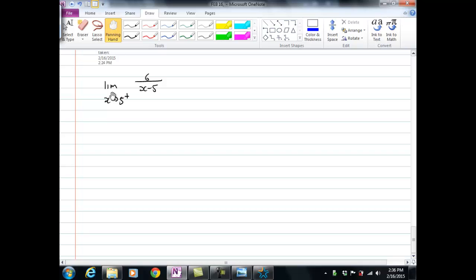Okay, choose an x from the right side. So let's say x equals 5.001 maybe, because this means from the right. So this is going to be x minus 5. Now I'm going to sub it in: 6 over 5.001. That's 6,000. So is my limit 6,000 then? Because if I use a smaller number, it's going to be 60,000, then 6 million.